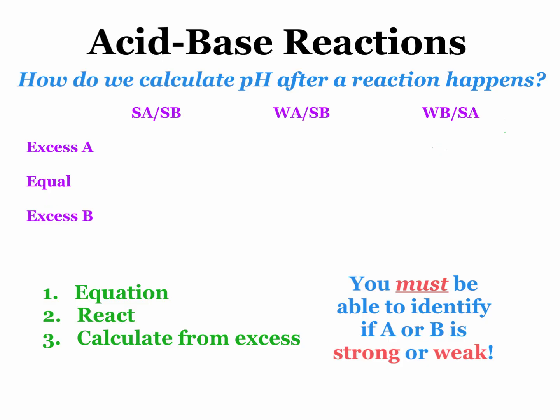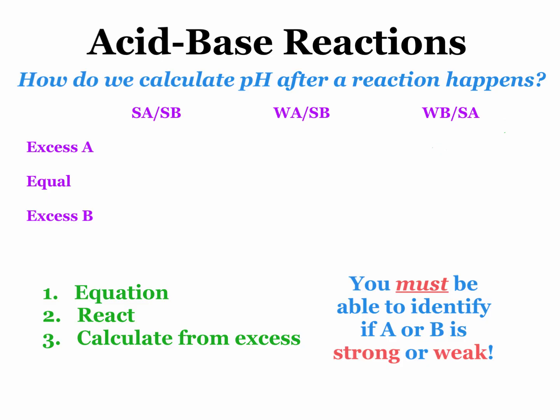And it turns out that the pH is only 7 when they're equal for one of these three types of reactions. So we're going to be looking at what happens in a strong acid, strong base reaction, a weak acid, strong base reaction, and then a weak base, strong acid reaction. Each time, there's a few things I want you to be aware of. Your first step should be to write the net ionic equation. Your second step should be to show how the mole amounts you have react with each other. And then you need to do a calculation, potentially, from the excess that you have.